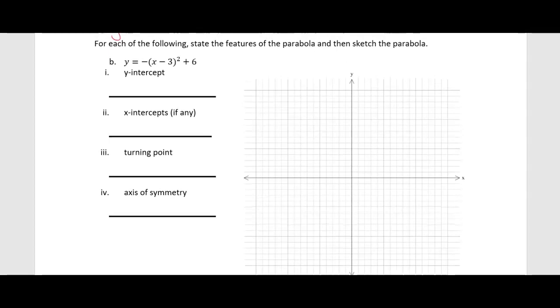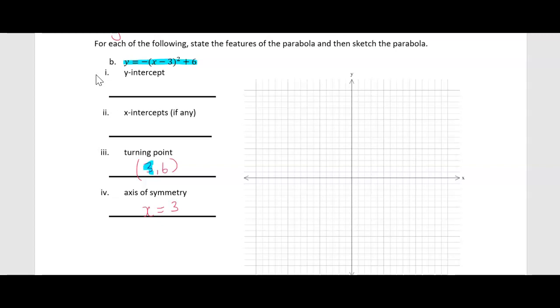All right, so this one here is in turning point form. Now your y-intercept is when x equals 0 and your x-intercept is when y equals 0. The turning point, however, we can see straight from the quadratic because it's in turning point form. So that's (3, 6). And remember, your axis of symmetry is just x equals whatever the x coordinate is of your turning point. So in this case, it's x equals 3.